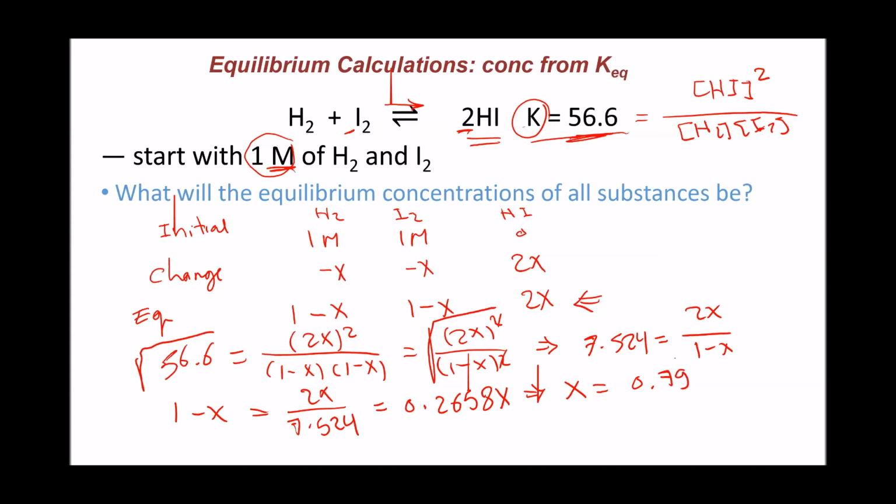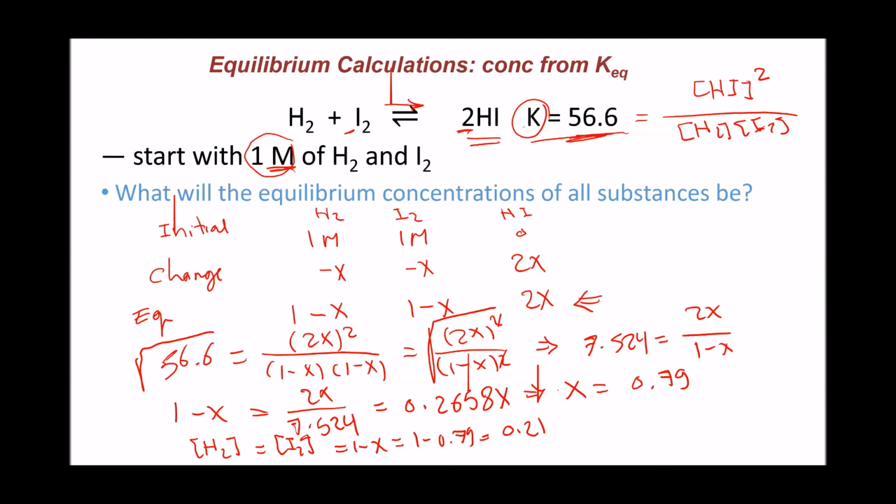It's going to give you x equals 0.79, which means the concentration of hydrogen, which is going to be the same concentration of iodine at equilibrium, is going to be 1 minus x, or 1 minus 0.79, so it equals 0.21.